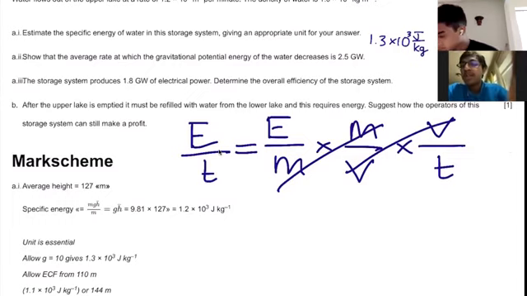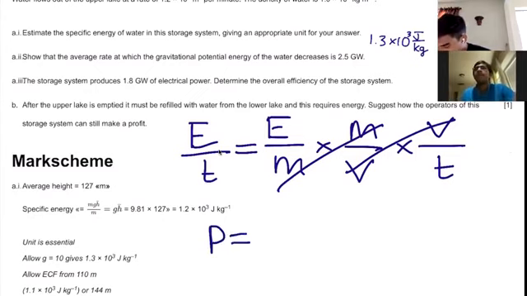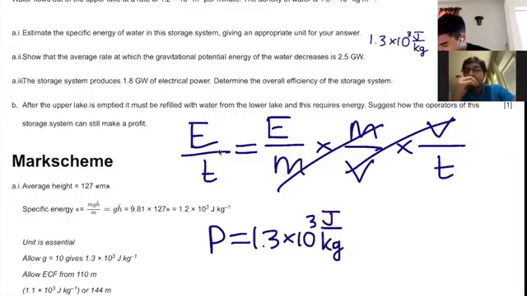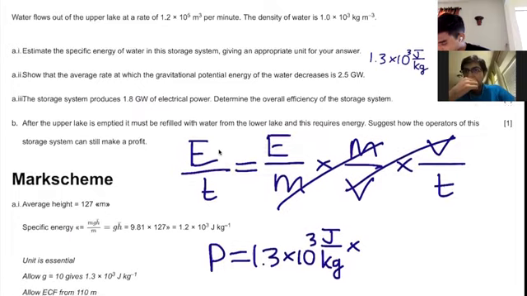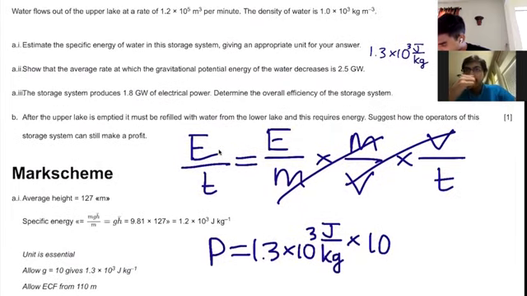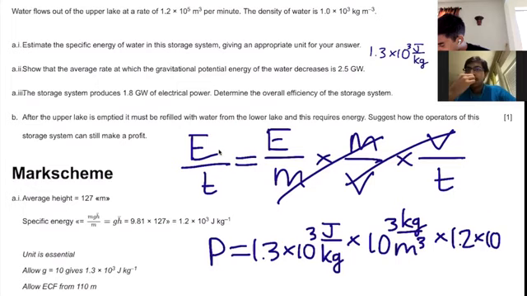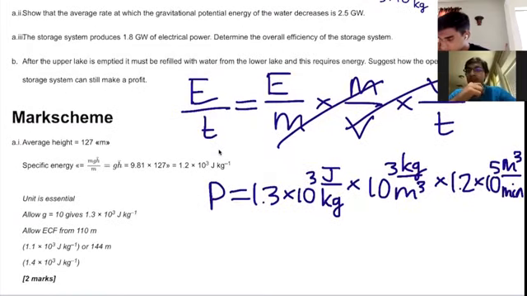But we actually need to use those values. So we just multiply all three values given in the problem and the one that we calculated. That is 1.3 times 10 to the 3 joules per kilogram, times the density, 10 to the 3 kilograms per cubic meter, times 1.2 times 10 to the 5 cubic meters per minute. It's in minutes, so we'll need to change the minutes to seconds later, because otherwise we're not going to get 2.5 gigawatts.